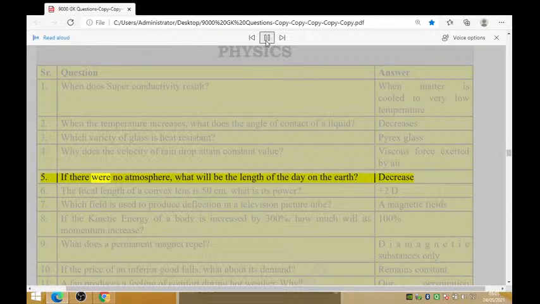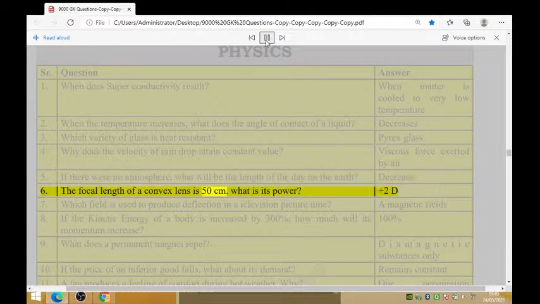5. If there were no atmosphere, what will be the length of the day on the Earth? Decrease. 6. The focal length of a convex lens is 50 centimeters. What is its power? Plus 2 D. 7. Which field is used to produce deflection in a television picture tube? A magnetic field. 8. If the kinetic energy of a body is increased by 300%, how much will its momentum increase? 100%.